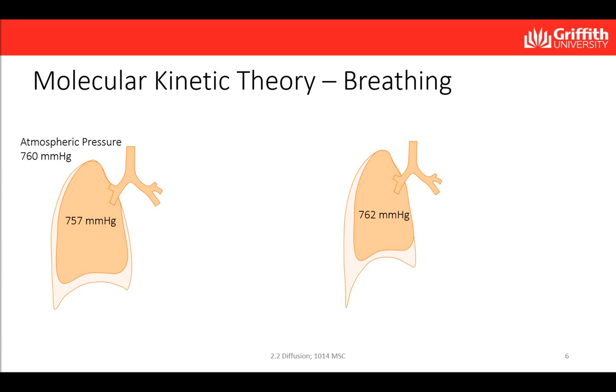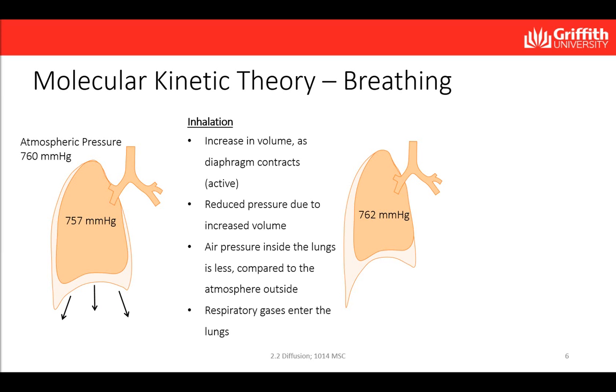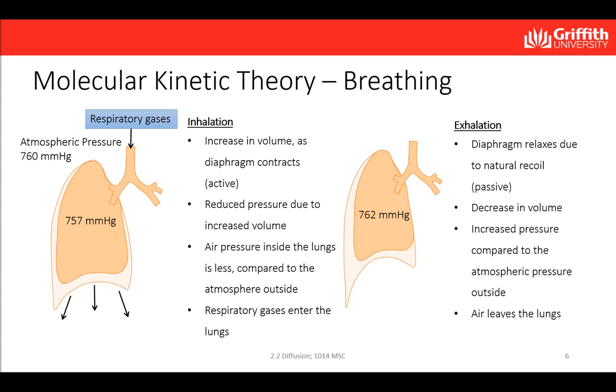Inhalation is an active process, meaning it requires energy. When the dome-shaped diaphragm contracts, it moves inferiorly and flattens out, causing the thoracic cavity to expand. As a result, the lungs expand and increase in volume. This causes the air pressure inside the lungs to drop lower than the atmospheric pressure. Whenever the air pressure inside the lungs is less than the atmospheric pressure, air rushes into the lungs along the pressure gradient.